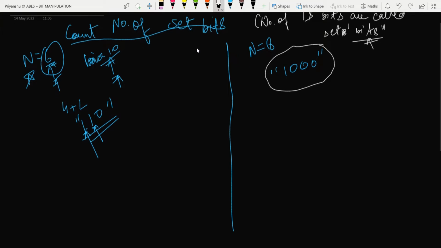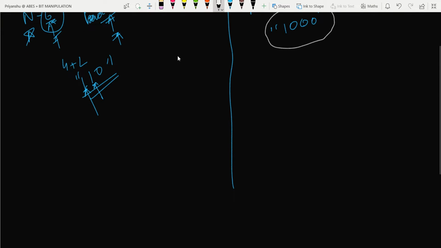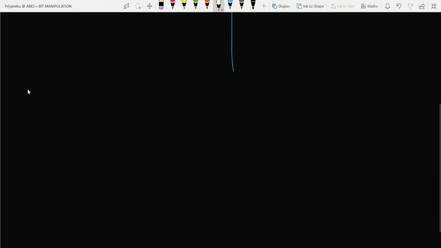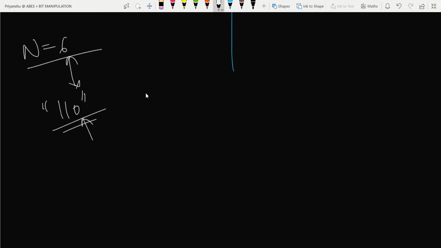So I think it would be an easy task if we know how to convert a decimal number to binary. So this is a decimal number. If we know how to convert n equals 6 to its binary representation, that would be 110. And from this binary representation, we can easily count the number of ones bits. So it would be an easy task for us.